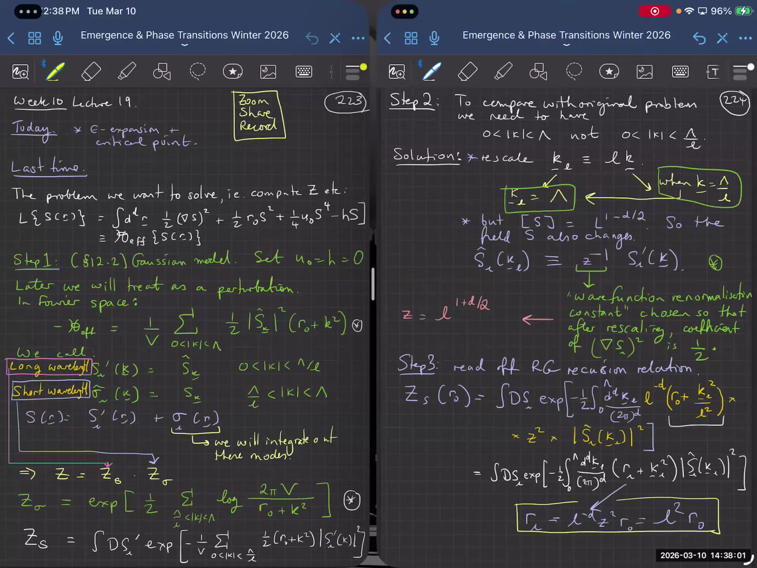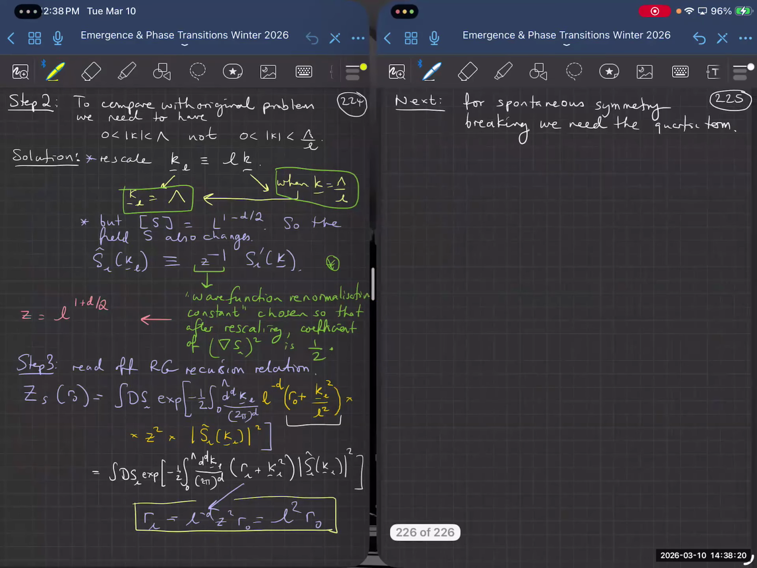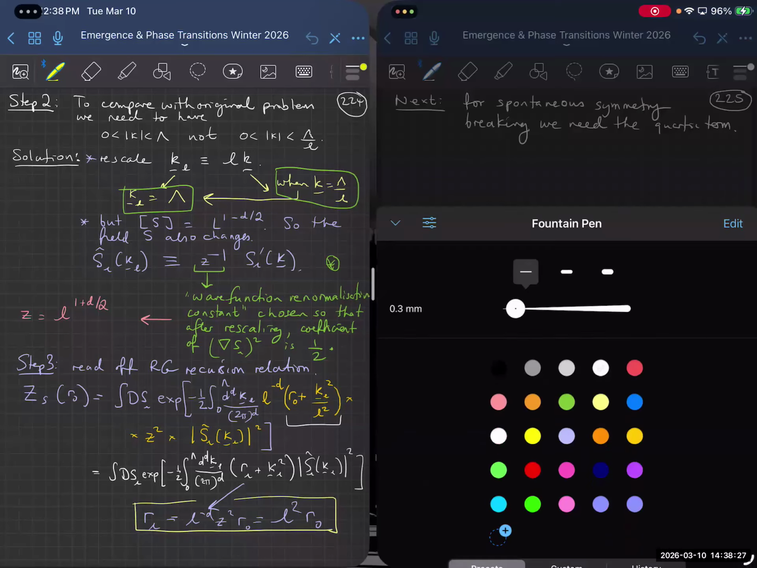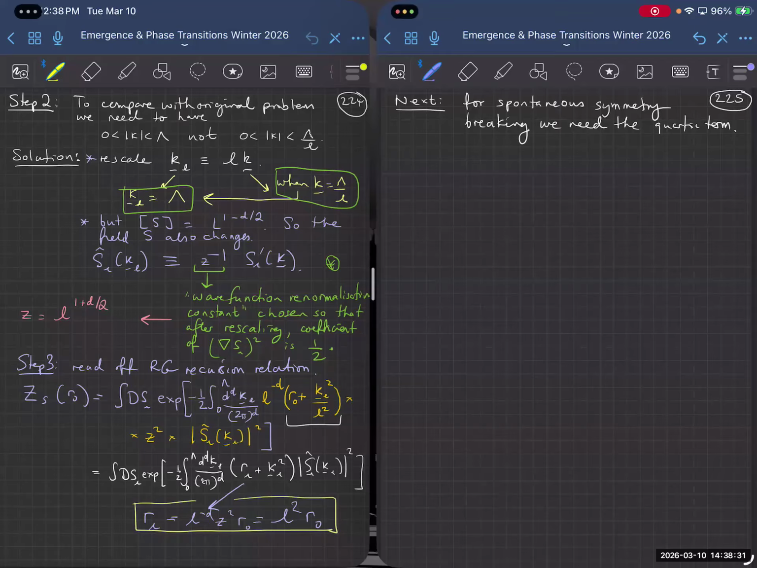So we've integrated out the short wavelength degrees of freedom. We've rescaled the field or renormalized the field, and then we've read off how the coupling constants have transformed, and that's just a very simple recursion relation. Nothing complicated happens with that. Okay, that's not going to be true for the next stuff. The next thing that's going to happen is going to be very complicated. But it's easy to understand, so let's get into it.